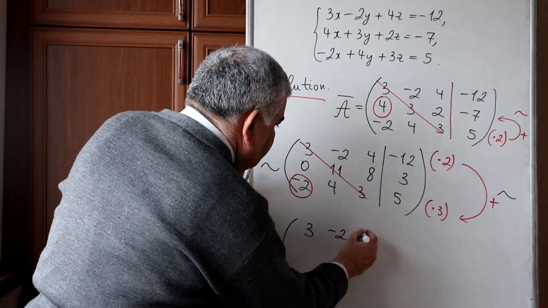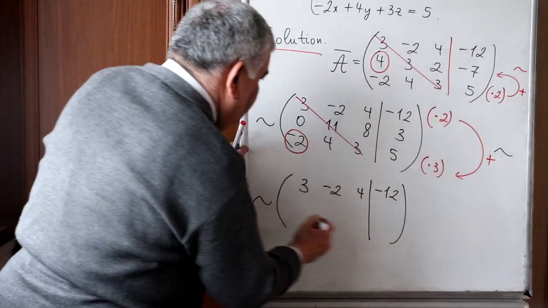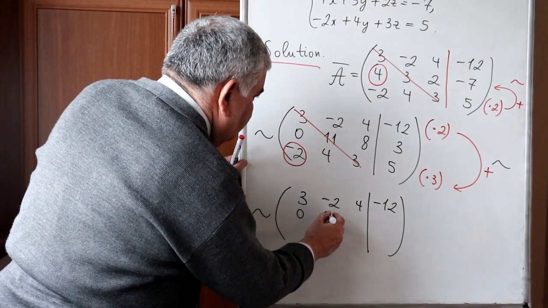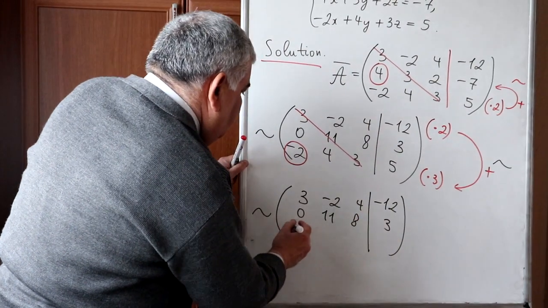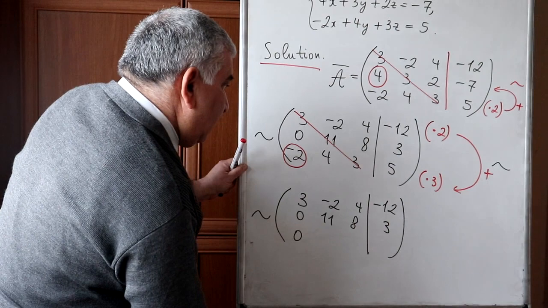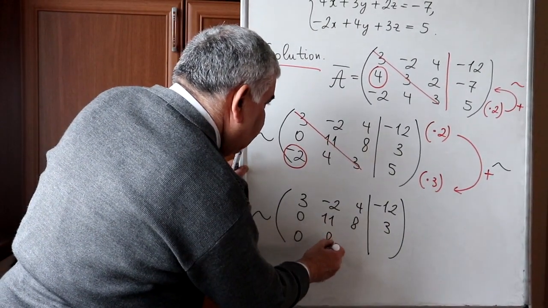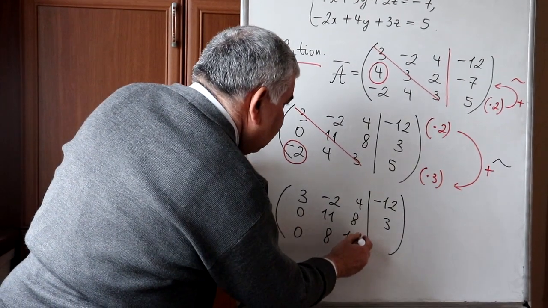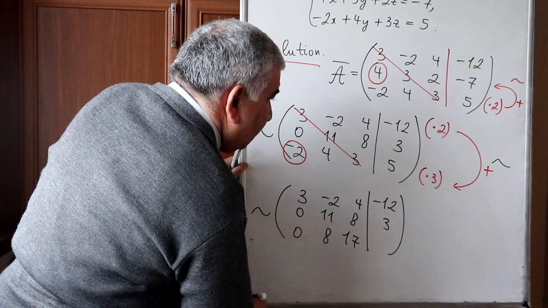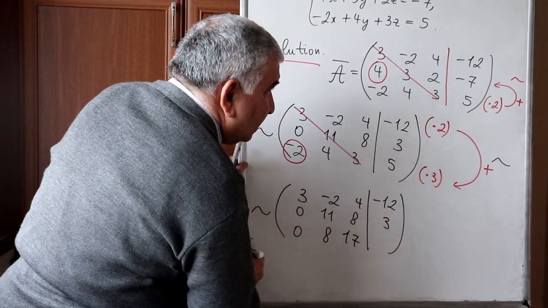3, minus 2, 4, minus 12. 0, 11, 8, 3. 0, 12 minus 4 is 8, 17, and here 15 minus 24 is minus 9.